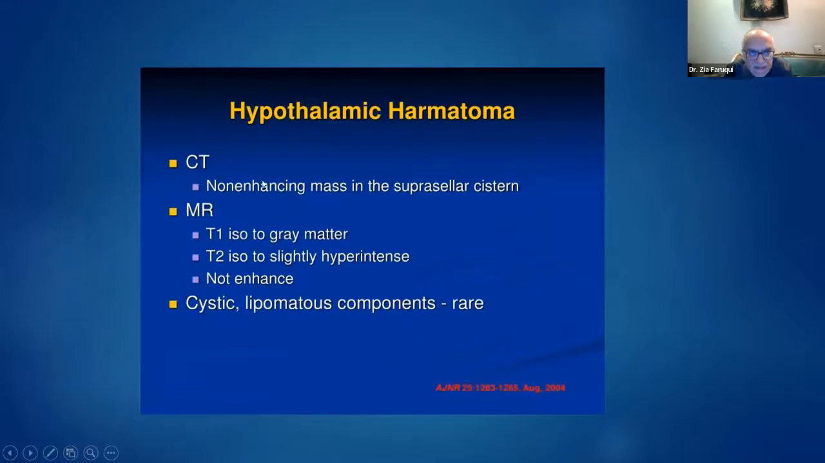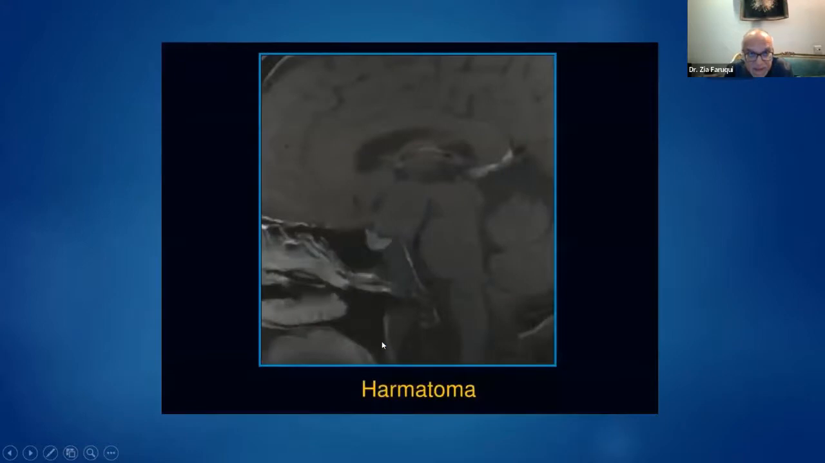So on CT, you see a non-enhancing mass in the suprasellar region. On MR, these are usually isointense to gray matter. T2 also isointense, slightly hyperintense, and most importantly, they do not enhance at all. Cystic or lipomatous components are rarely seen. And this appearance is virtually pathognomonic. I mean, it can be, I don't know of anything else but this can be.